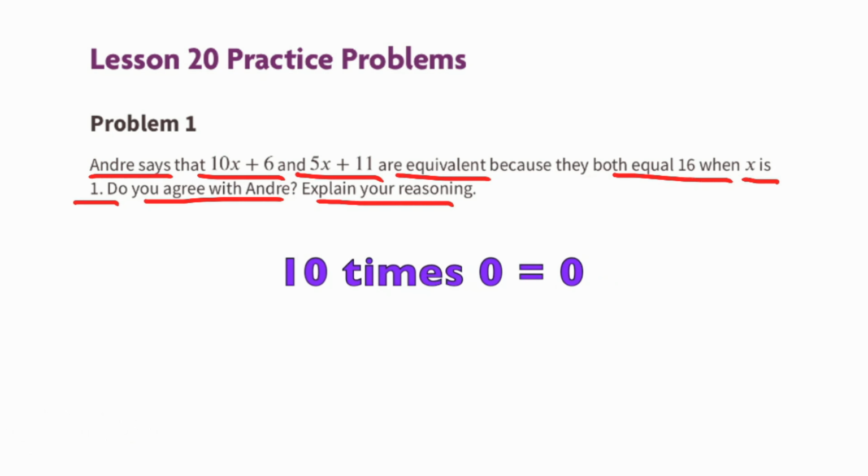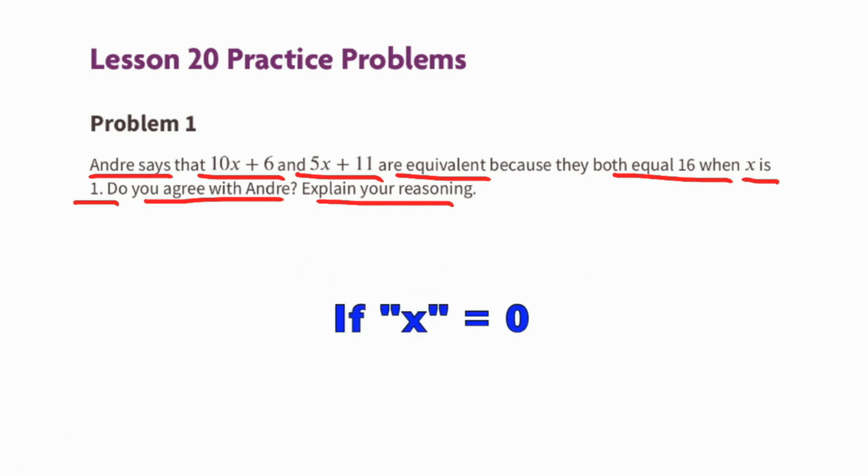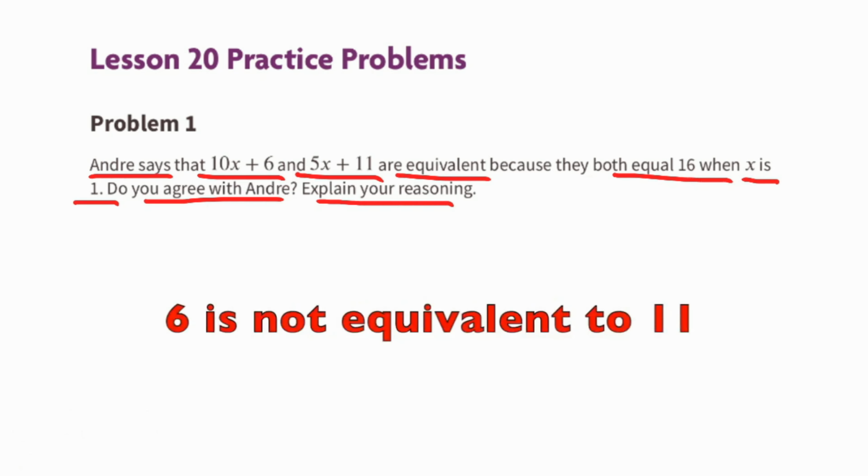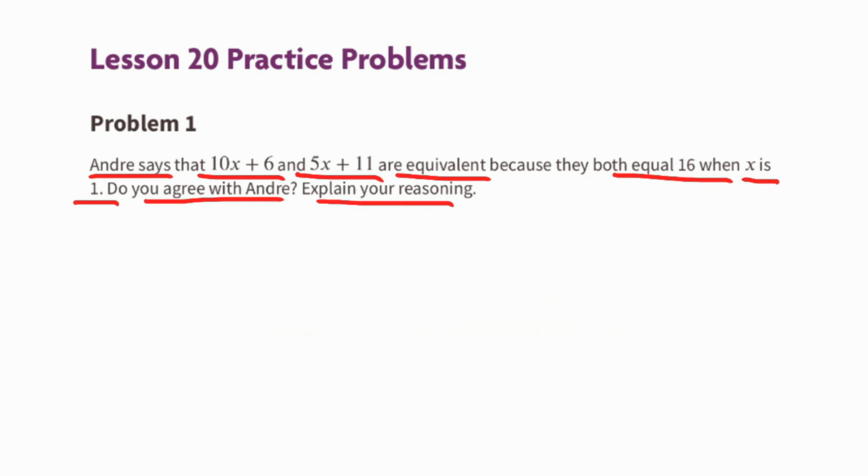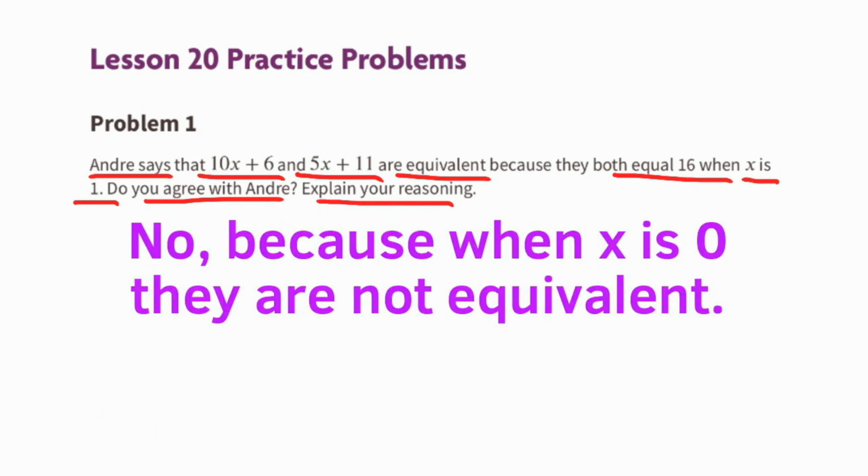10 times 0 is 0, plus 6. That's 6. Now let's look at the next one. 5 times x, and if x was 0, 5 times 0 would be 0, and 0 plus 11 is 11, and 6 is not equivalent to 11. So I would answer this like this. No, because when x is 0, they are not equivalent.